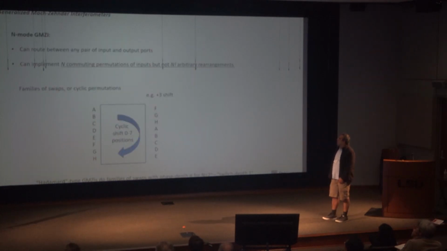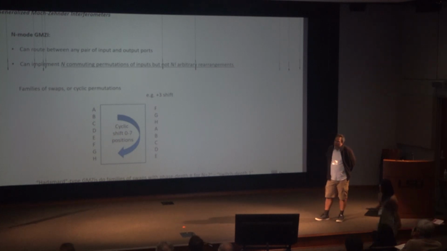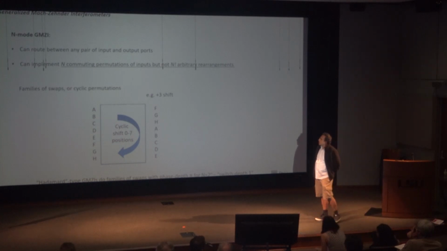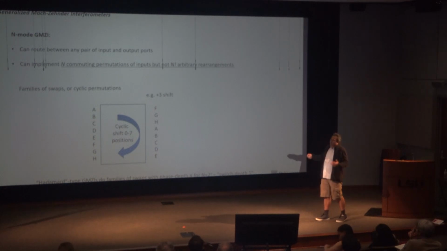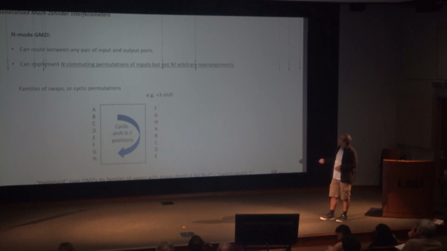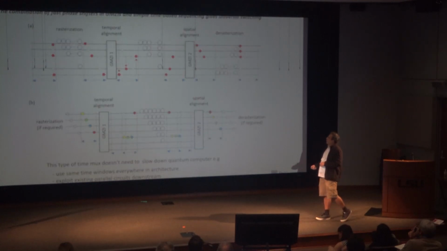But in terms of making composite networks, a key point is that a generalized Mach-Zehnder interferometer on n nodes will not allow you to do arbitrary operations. In principle, you'd like to do n factorial operations on your input, so you can arbitrarily rearrange. In fact, you only get n, and they could be a family of swaps, or a set of cyclic permutations. But this, with a bit of additional work, is actually sufficient for your needs.